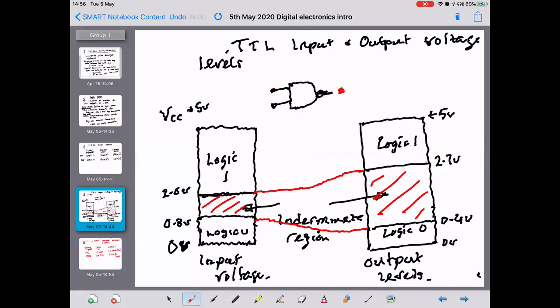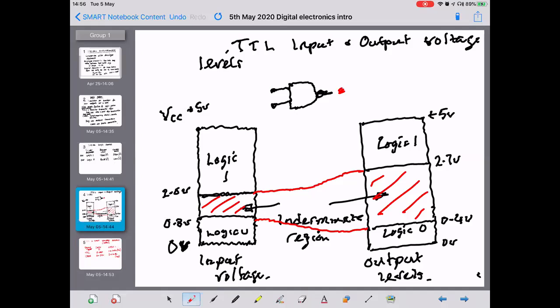You've got different voltage levels accepted for logic 1 and logic 0 for inputs. For inputs, logic 0 is between 0 and 0.8 volts, and logic 1 is between 2 volts and 5. And then for your output, logic 0 is between 0 and 0.4 volts, and logic 1 is between 2.7 and 5. If you allow signals to fall into these indeterminate regions, you have no idea of what is going to be recognized. It could be recognized as 0 or 1, dependent upon the exact level that it is.